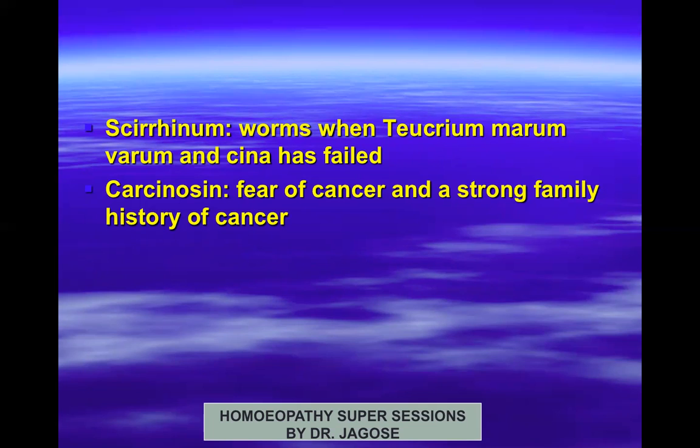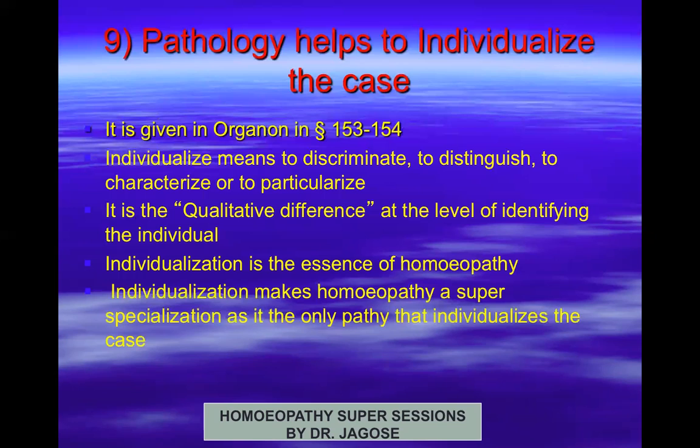However, Teucrium marum verum also has good symptoms, whereby there is itching of the anal region at night. And if you examine the anal region, you will find small boils around the anal region or on the buttocks area. This is a very important objective symptom in order to prescribe Teucrium marum verum. And of course, carcinosin, as you all know, there's a fear of cancer and a strong family history of cancer.